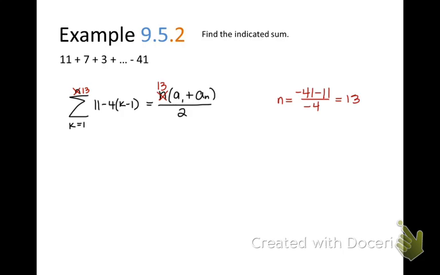All right, so now all I have to do is plug in my a sub 1 and my a sub n, which I already know what those are. So I have 13 times my first term, which is 11, plus my last term, which is negative 41, divided by 2. So 11 minus 41, negative 30 divided by 2. So that's going to end up being negative 15 times 13, which is negative 195.